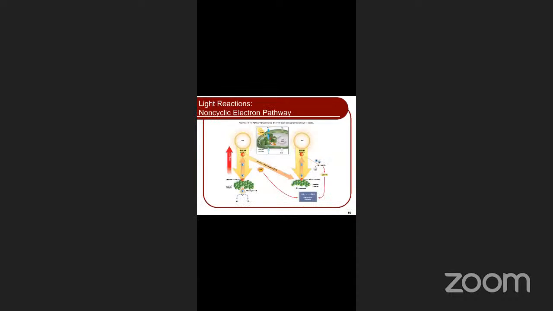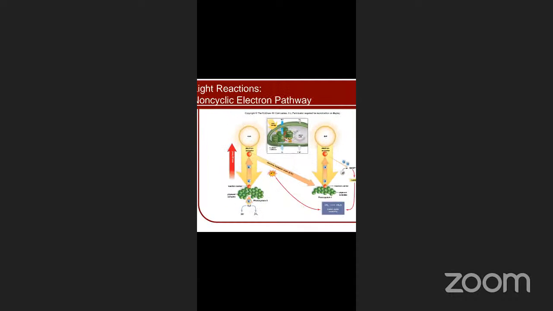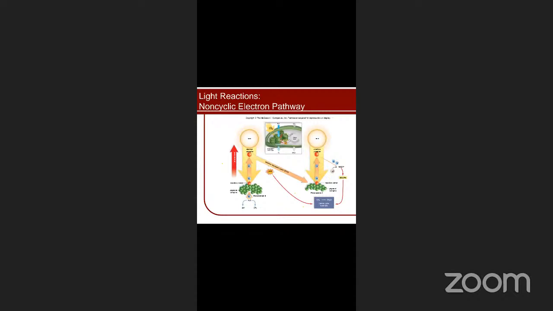So this is the Z scheme, which means photosystem 1 and photosystem 2. Next, the cytochrome b6 and f complex. What are the b6 and f complex?